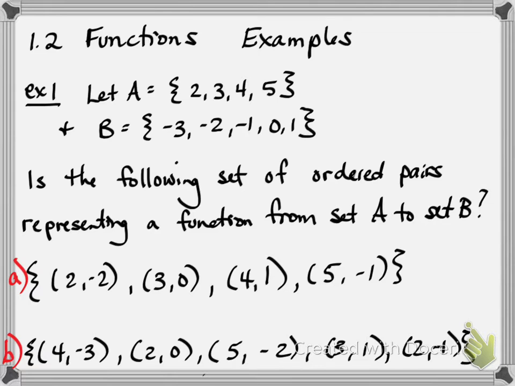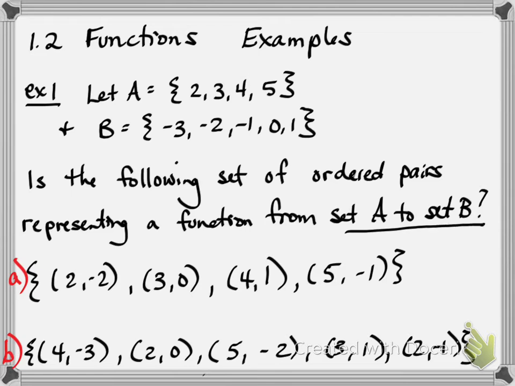For the first example, and this is an additional example, so it's not the one that's in your book, but it's similar to it. Example 1: let A be the set, these funny brackets just show this set of numbers, 2, 3, 4, 5. And let B be the set 3, -2, -1, 0, 1. Is the following set of ordered pairs representing a function from set A to set B?